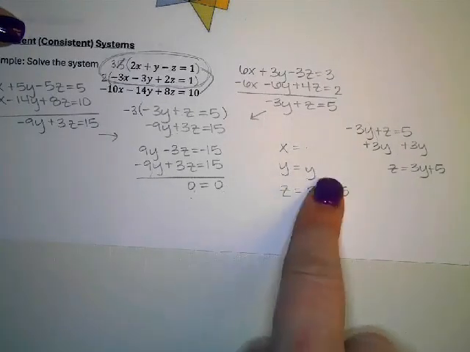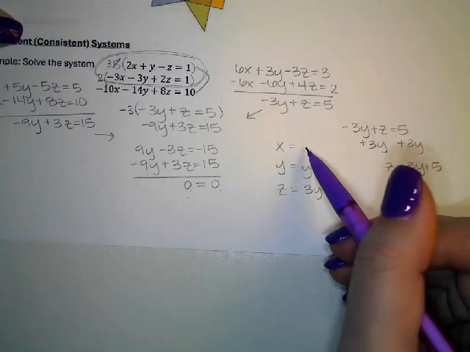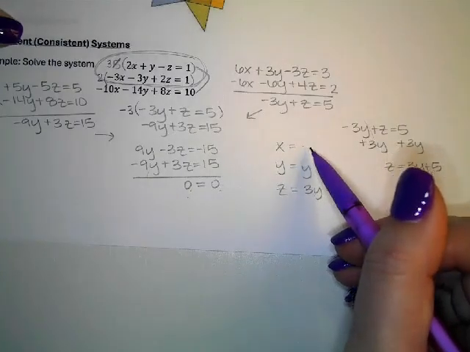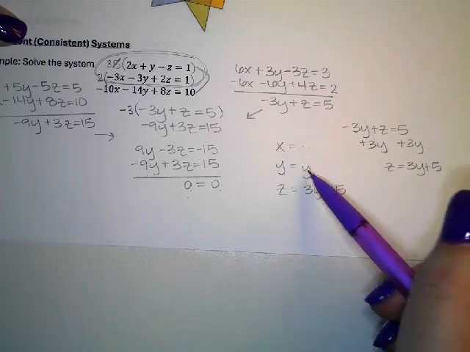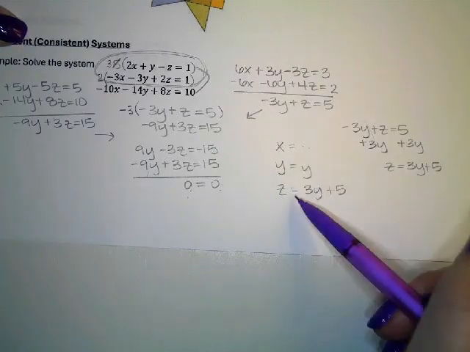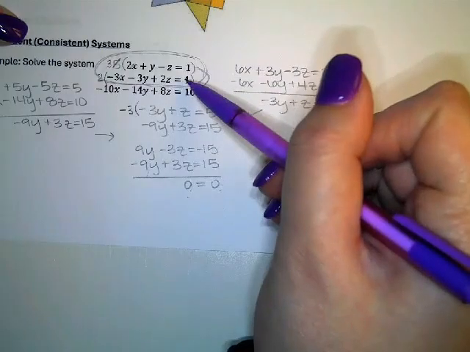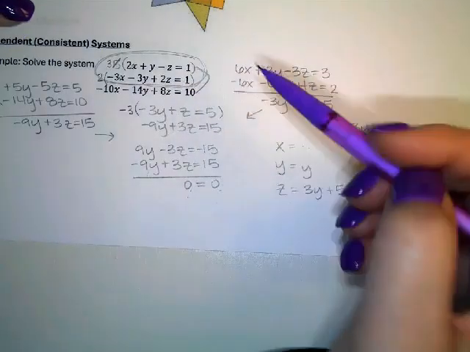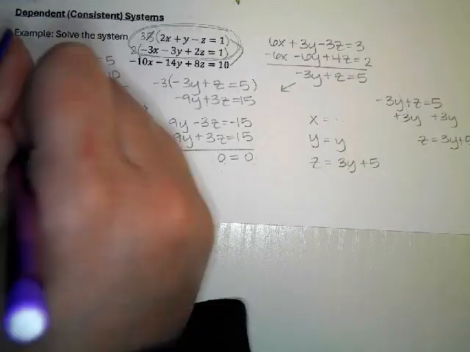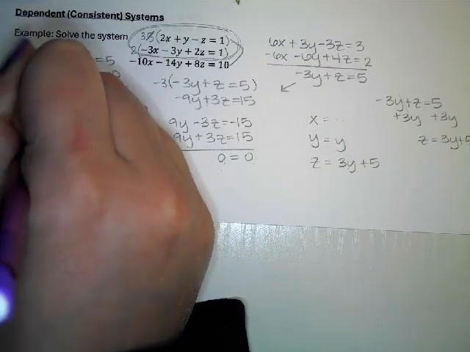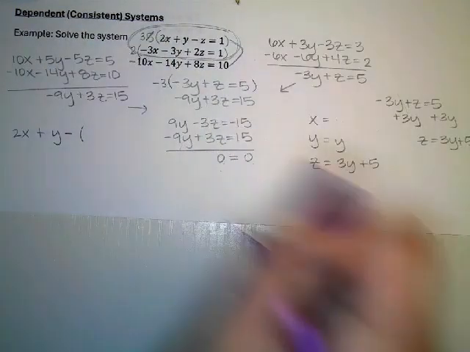And so now I need to find the formula for how we could solve for x. And to do that, I'm going to take the y and the z that I've already solved for, and I'm going to go back to the original equations and plug them into one of the original equations. And the first one looks the most simple, and so that's what I'm going to use. So 2x plus y minus z, which is 3y plus 5, equals 1.